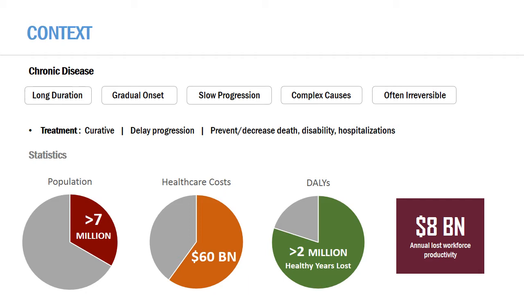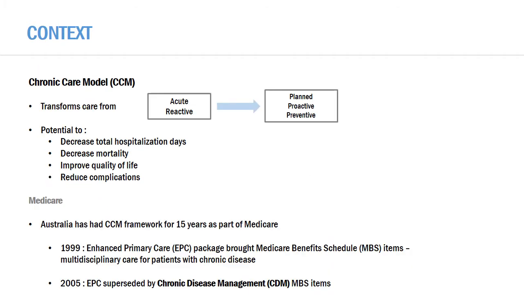Why is chronic disease such a big deal? The statistics can be staggering, with over 1/3 of Australians suffering from at least one chronic disease, not to mention the immense associated healthcare costs and years of healthy life lost.